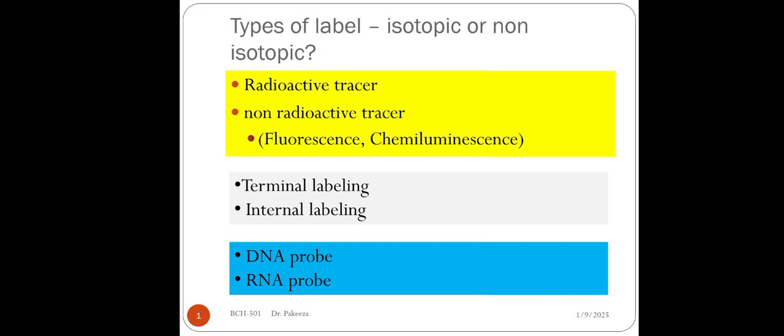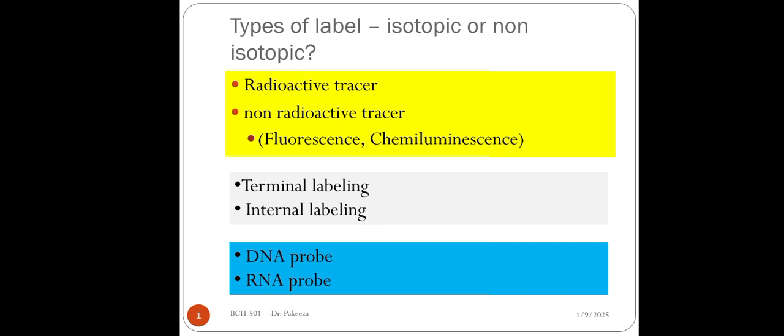And we can label our nucleic acid either at the terminus, 5' terminus or the 3' terminus, or we can put these labels internally within the chain. And as anticipated, because nucleic acids are of two types, DNA and RNA, the probes or the labeled nucleic acid which we will synthesize will either be DNA or RNA based ones.